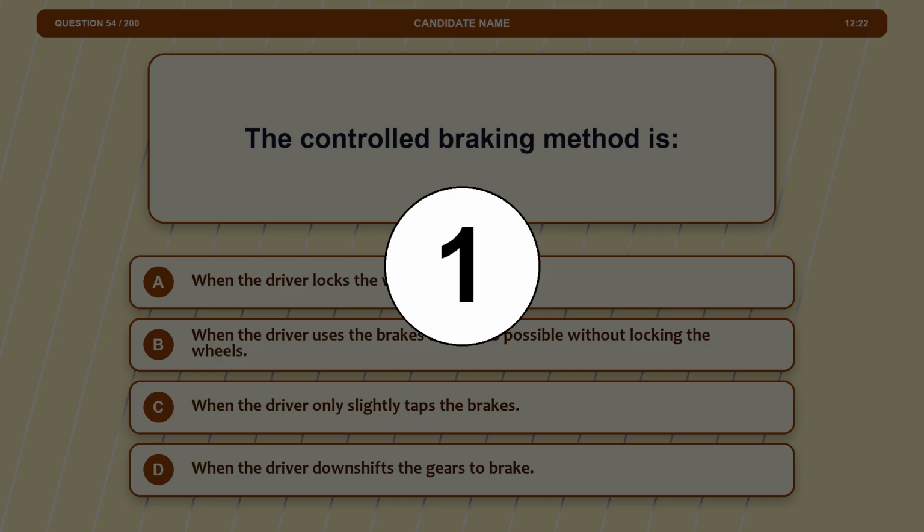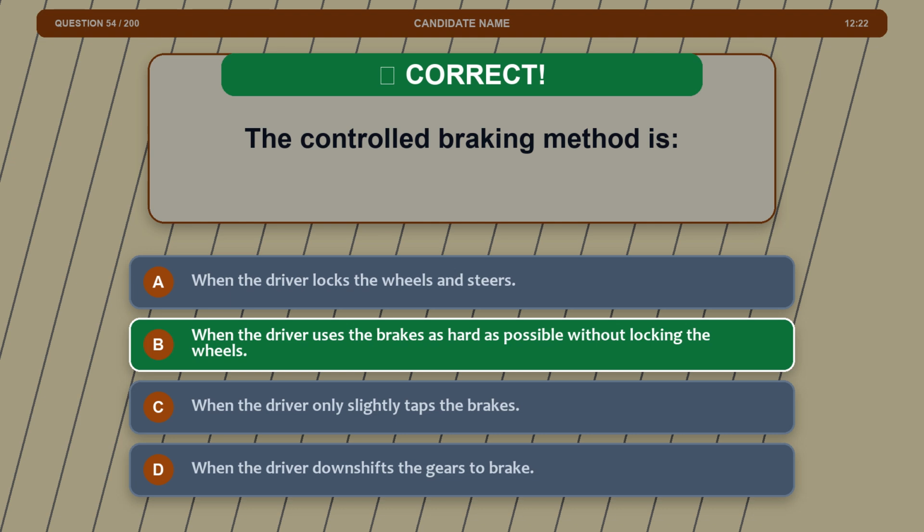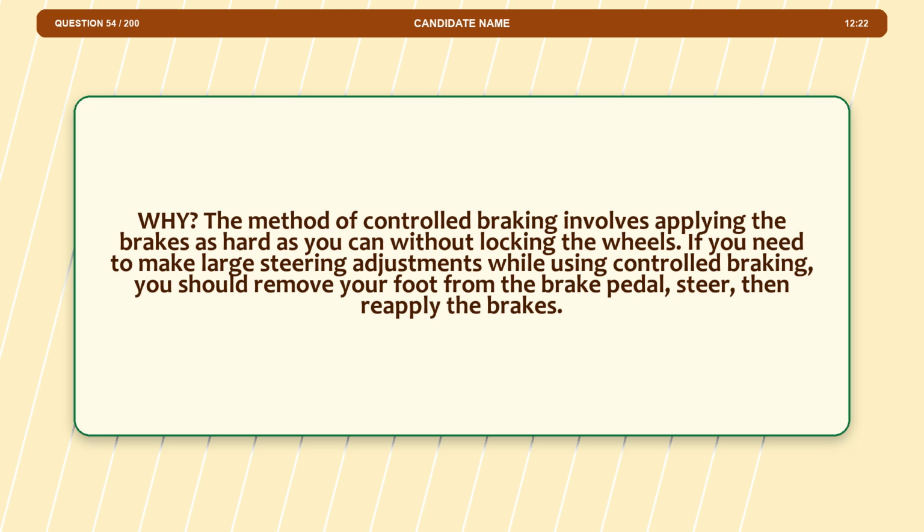The correct answer is option B, when the driver uses the brakes as hard as possible without locking the wheels. Explanation. The method of controlled braking involves applying the brakes as hard as you can without locking the wheels. If you need to make large steering adjustments while using controlled braking, you should remove your foot from the brake pedal, steer, then reapply the brakes.